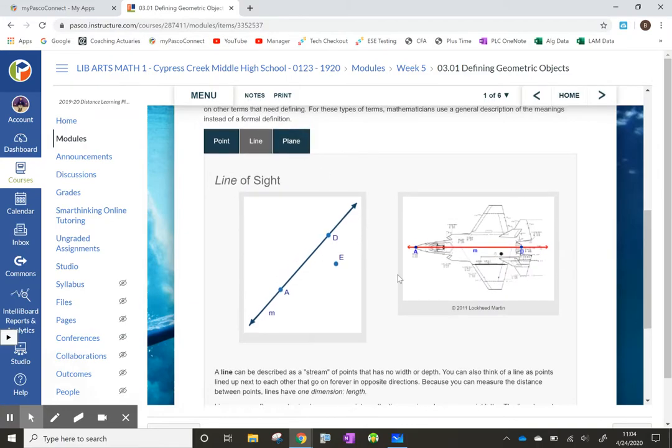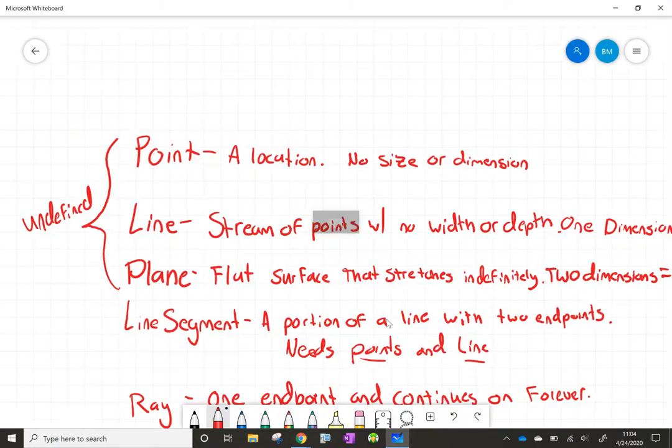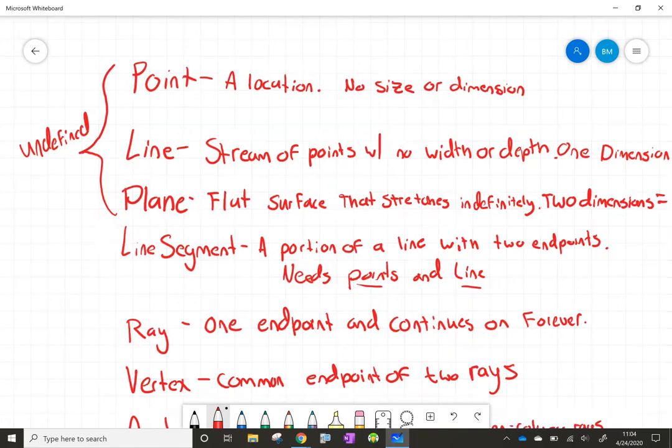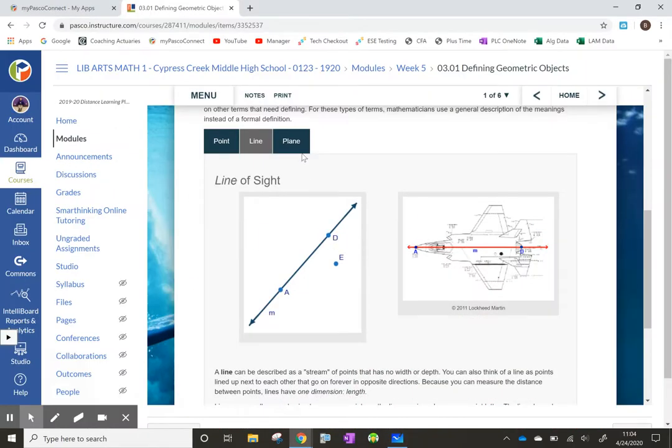I didn't write collinear and non-collinear down on here, but it might be something you want to add. Collinear: all on the same line. Non-collinear: cannot be drawn on the same line.